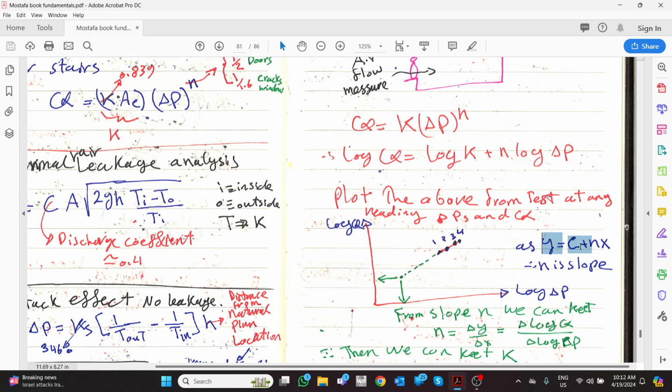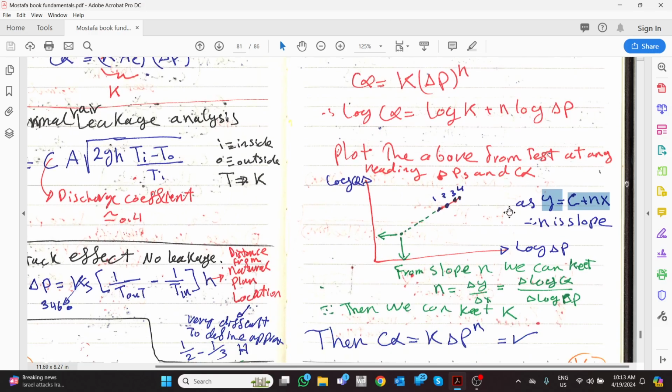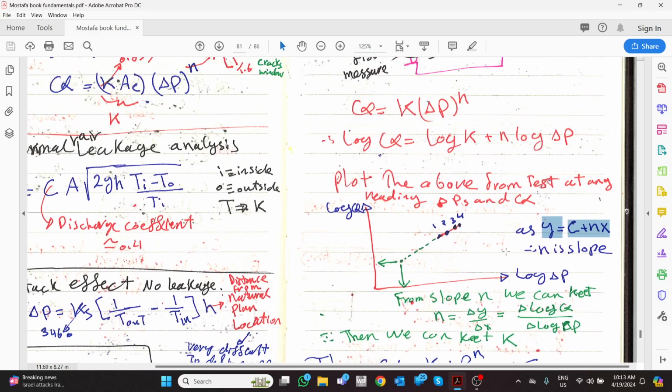Because we know this is a formula for a linear relationship, the slope of this line is n, which is a factor multiplied by x. So from the slope you can get n. Once you know n, you put it in any result you get, Q at b, and since you have n, you can get k. So k is a constant and n is a constant, so you can apply it anywhere else.